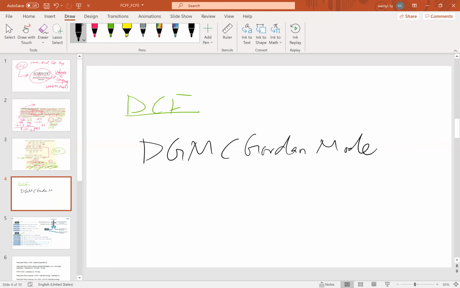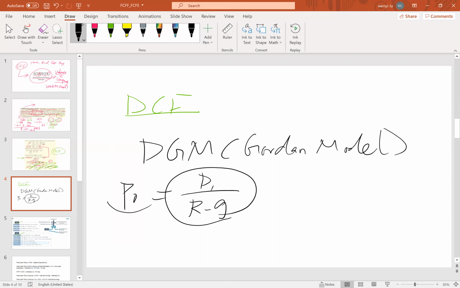What is this dividend growth model? We use D1 over R minus G equal to P0. So we can use this model to evaluate a company stock. However, this model is not perfect. This model can only be used for a company that pays dividends.